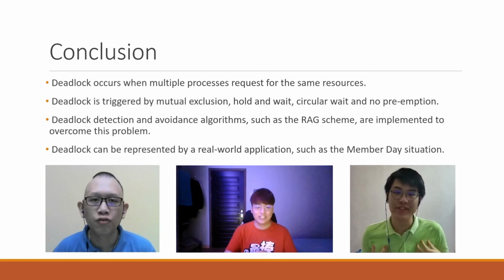Alright, in a nutshell, deadlock occurs when multiple processes request the same resources together. Besides, deadlock is triggered when mutual exclusion, hold and wait, circular wait, and no preemption occur simultaneously. However, deadlock detection and avoidance algorithms, such as the RAG scheme, can be implemented to overcome this problem. Furthermore, deadlock can be explained using a real-world application, such as the member day situation mentioned just now.